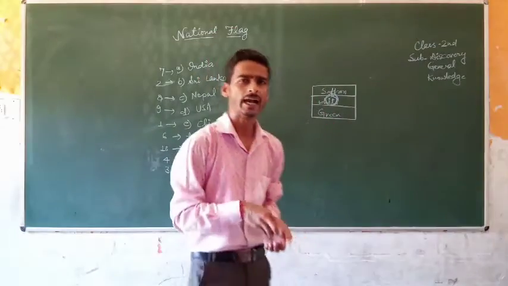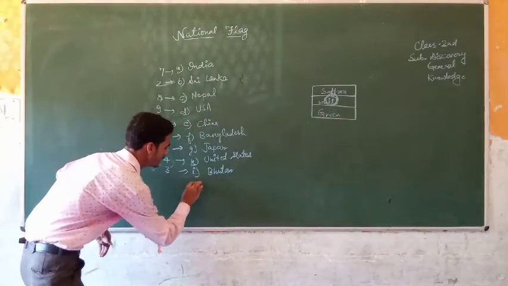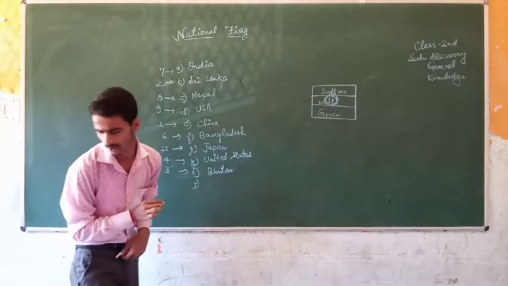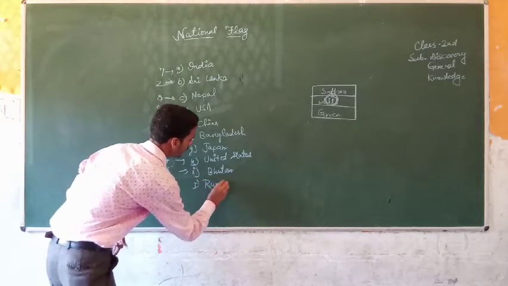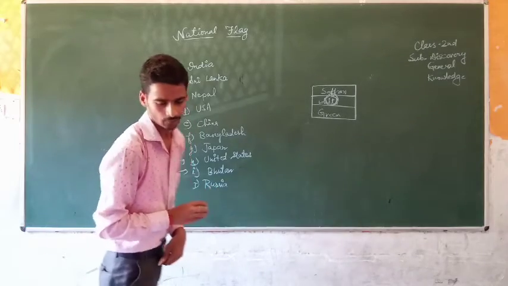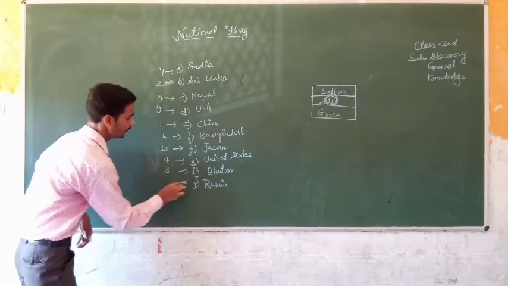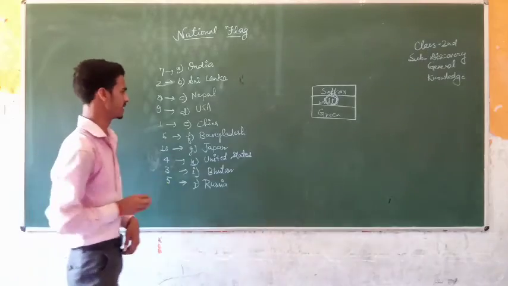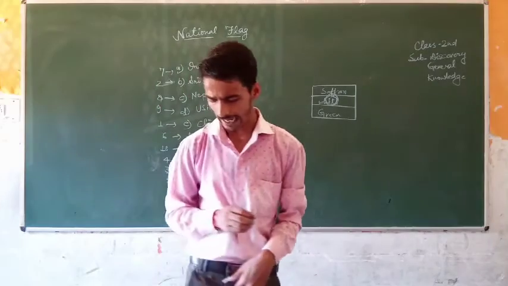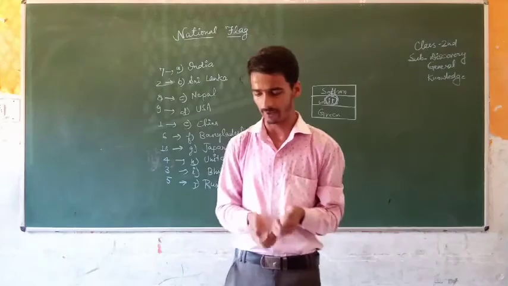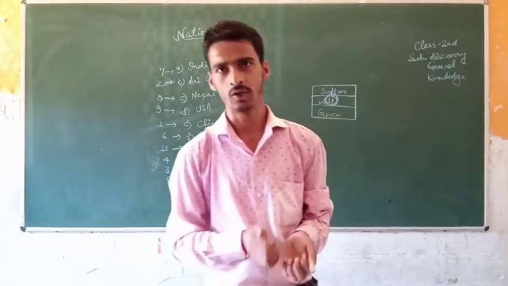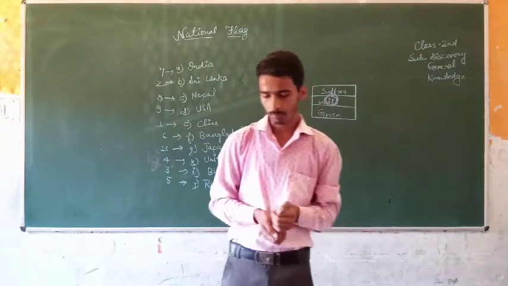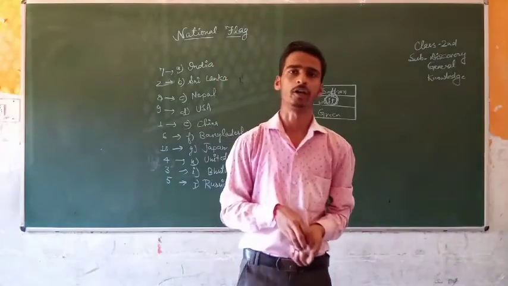And last, on J there is Russia. Russia's flag is on which number? On 5th number there is Russia, and the flag of Russia is a tricolor flag consisting of 3 equal horizontal fields: white on the top, blue in the middle, and red on the bottom.